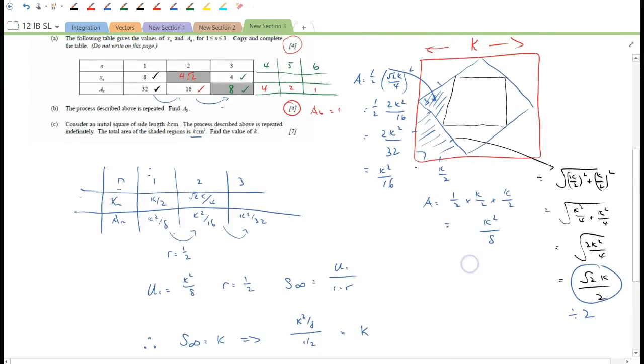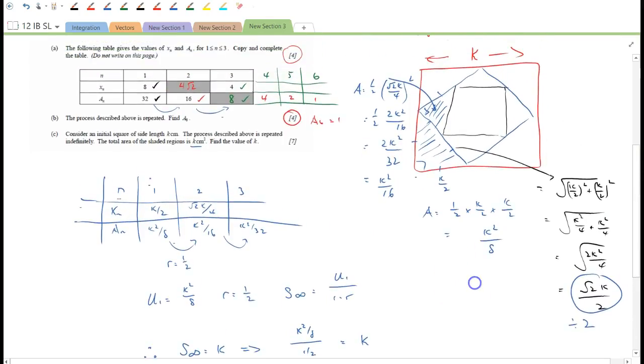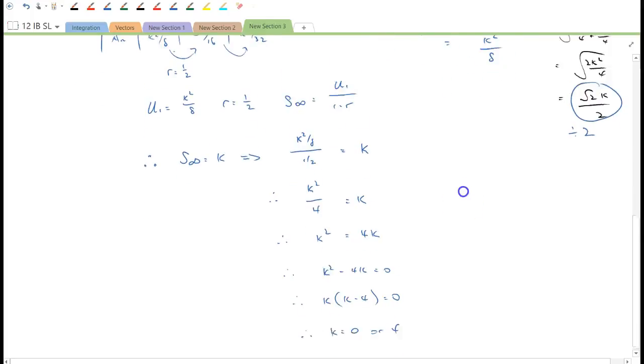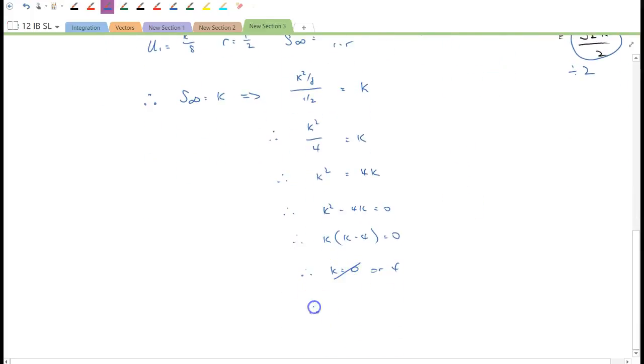I have a feeling we can rule K equals 0 out because we have an initial square of side length K, and if K is 0, then we don't have a square at all. So I can rule that out. So therefore, K is equal to 4.